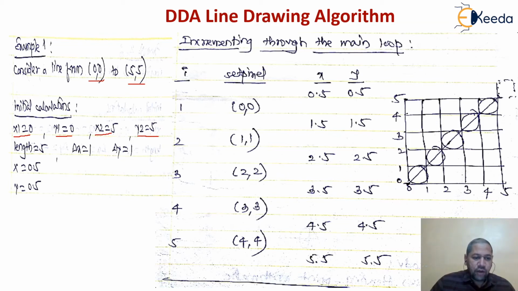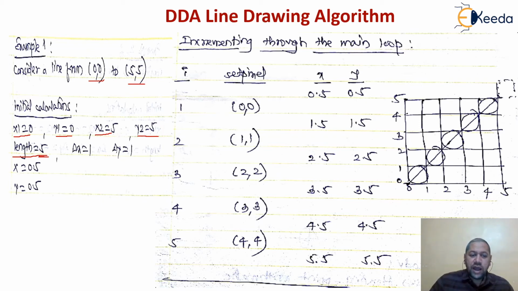Now I will calculate the length. We have seen that the length is the maximum between delta x and delta y. So 5 minus 0 is 5, both are the same now. In this example, y2 minus y1 is 5, and x2 minus x1 is also 5, and that's why I will get the value of length equal to 5. I am having the maximum displacement as 5.